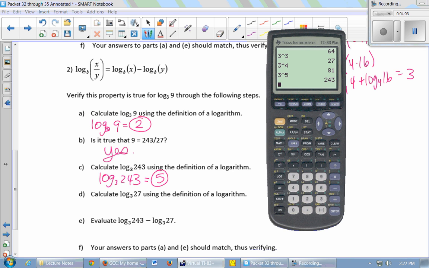And log base 3 of 27, oh, I did 3 cubed earlier, and that was 27. So log base 3 of 27 is saying, what do you raise 3 to make 27? And it's the third.